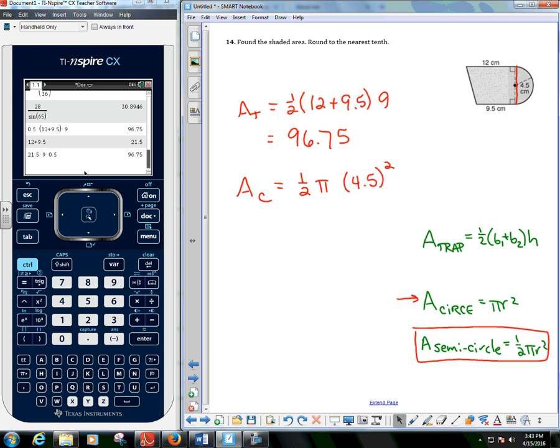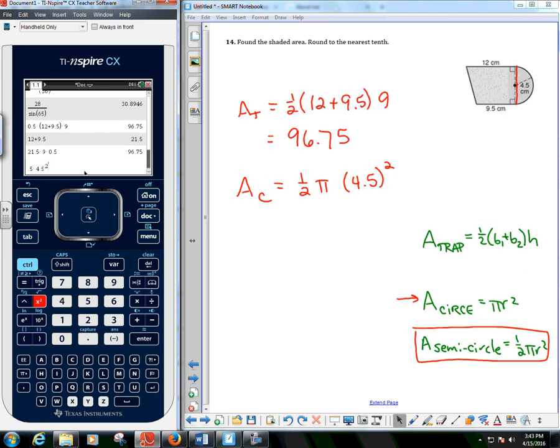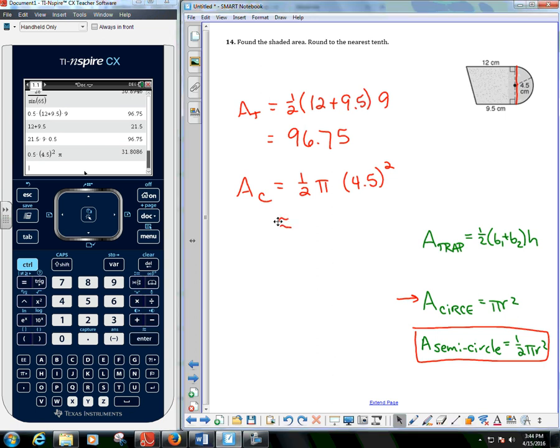So I'm going to come over to my calculator and I'm going to type in 0.5 instead of 1/2. I'm going to multiply that by 4.5 and hit the squared button. And then if you remember, I'm going to use this pi button. I hit that and I'm going to hit enter and enter again. And I find out that the area of my semicircle is, I'm going to round this because it's really long, 31.81. So the area of my trapezoid plus the area of my semicircle gives me the whole shaded region.